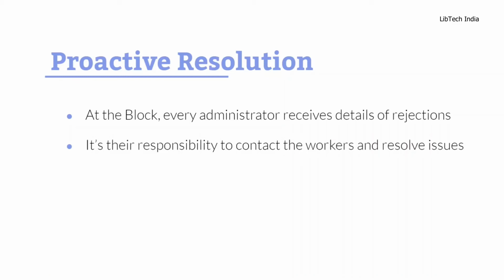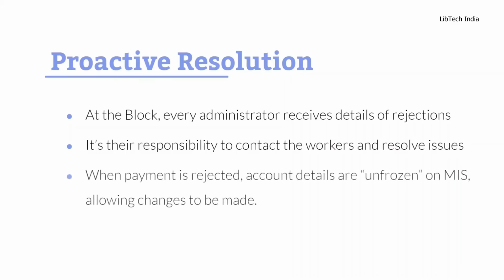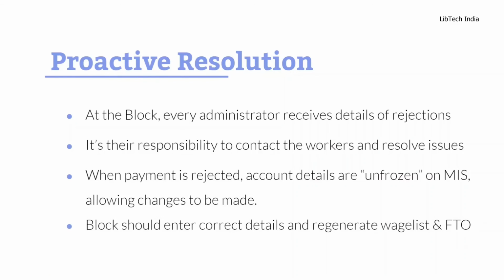On the MIS, at the block login, there is a separate report for rejected payments. This report shows all the transactions that have been rejected along with their rejection reasons. The account details for people whose transactions are rejected are unfrozen for a while. In other words, the block administrator can change the bank account detail of the worker and save new information for them. They must generate a new wage list and then regenerate the FTO for the payment process to begin again with the correct details so that the wages can be credited.